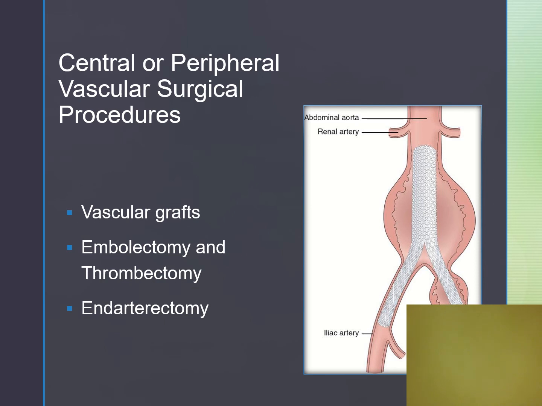An embolectomy and thrombectomy is the removal of a thrombus or an embolus that occludes a major vessel. We may do a replacement graft, or we may do what's called an endarterectomy. This is a procedure that resects and removes the lining of an artery, or removes atherosclerotic plaques from the aorta, carotid, femoral, or popliteal arteries.